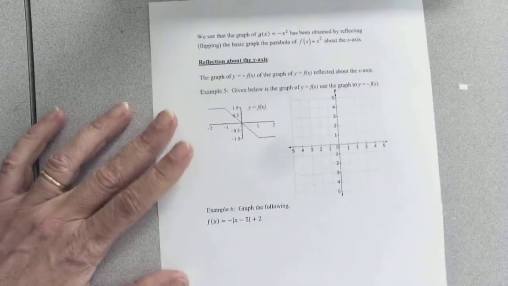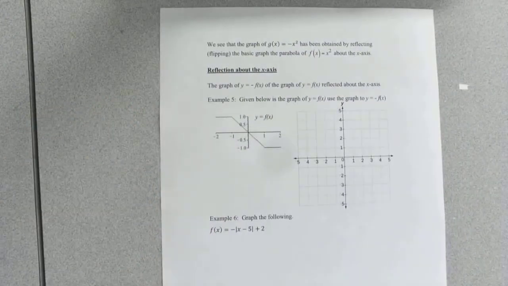And so that's what we have summarized here. The graph of y equal negative x is the graph of y equal f of x reflected about the x-axis. Just means flipped over the x-axis. So I got that same basic shape there again.